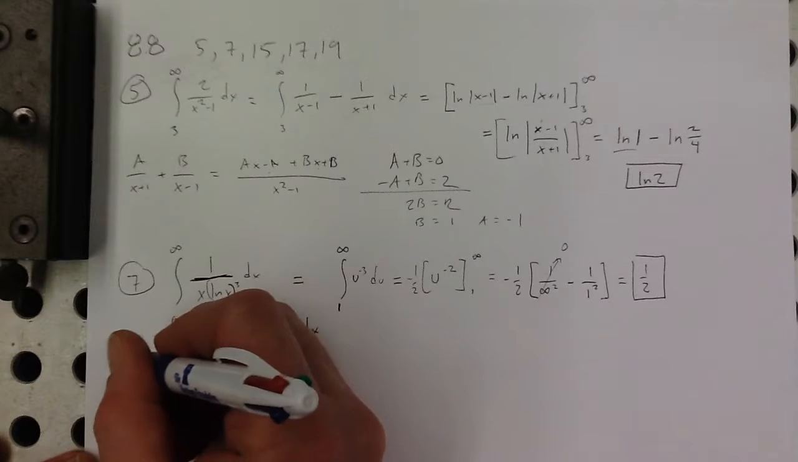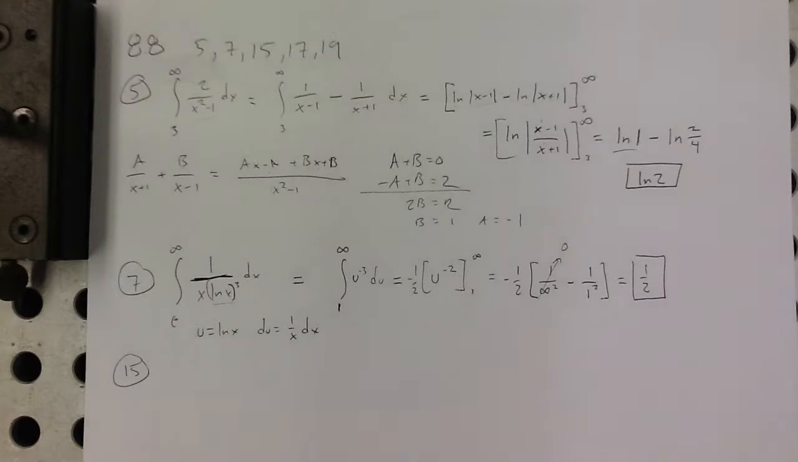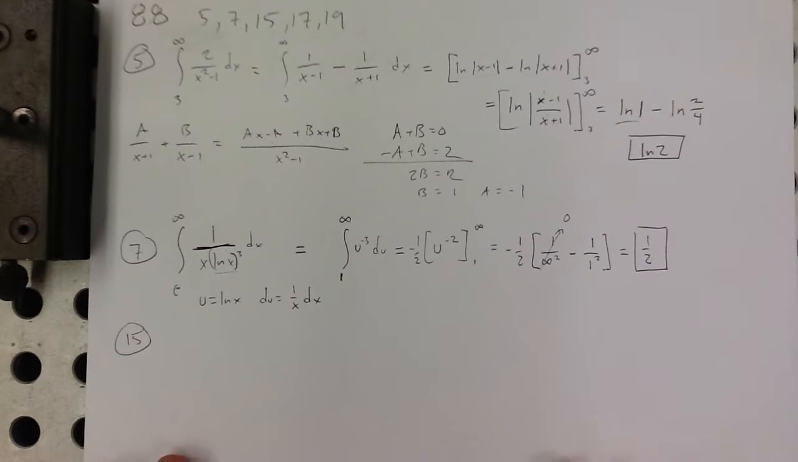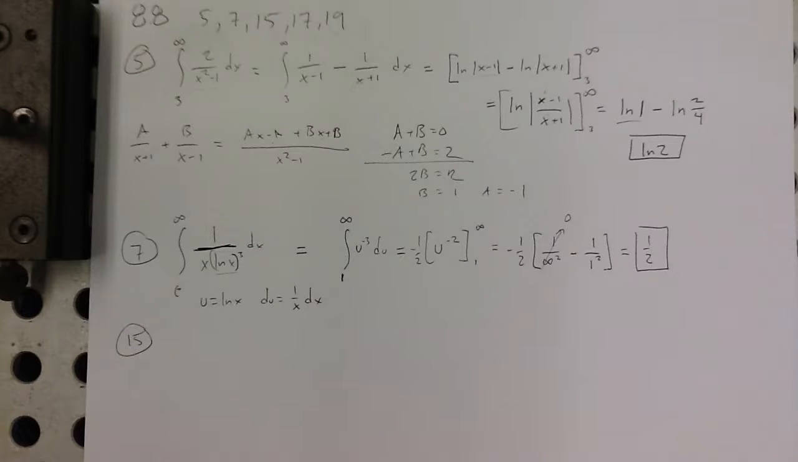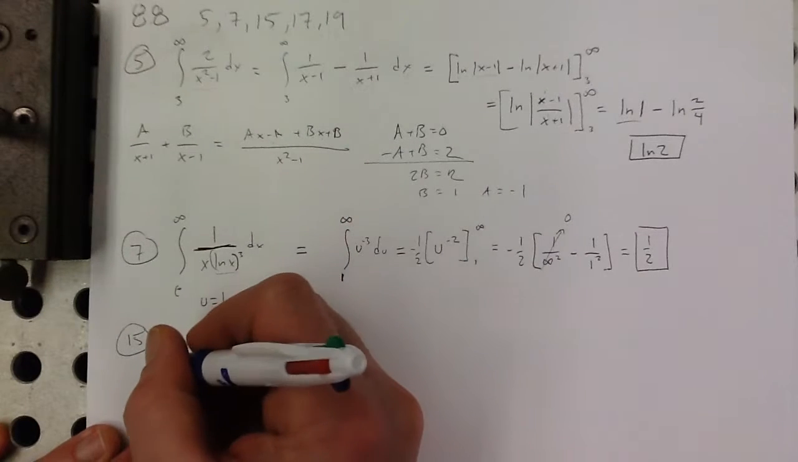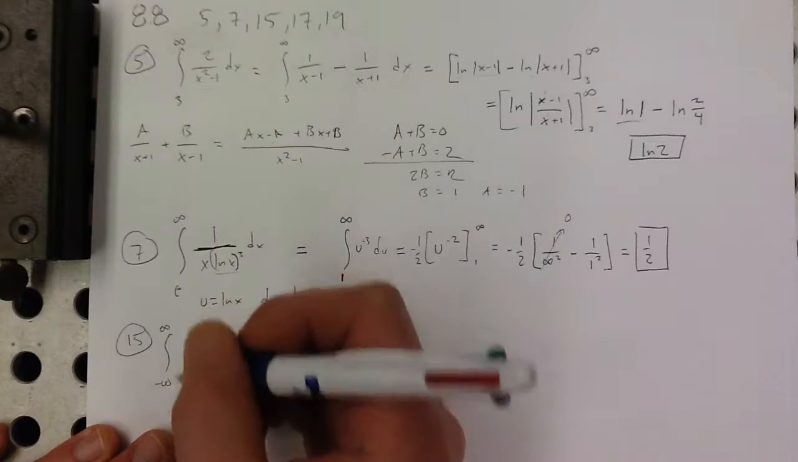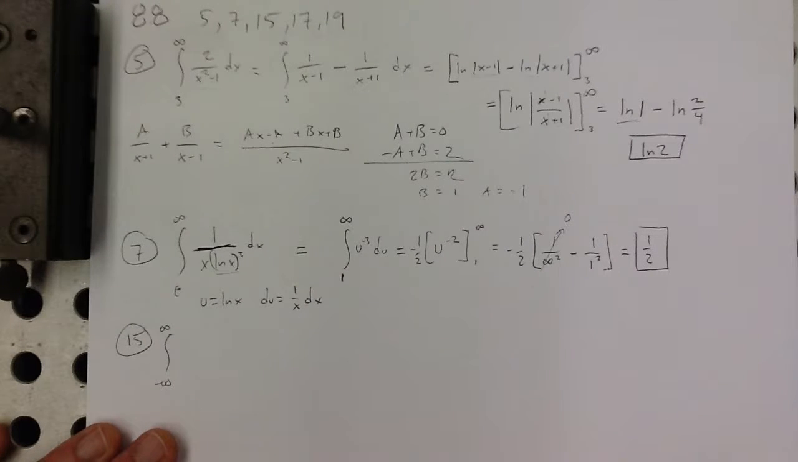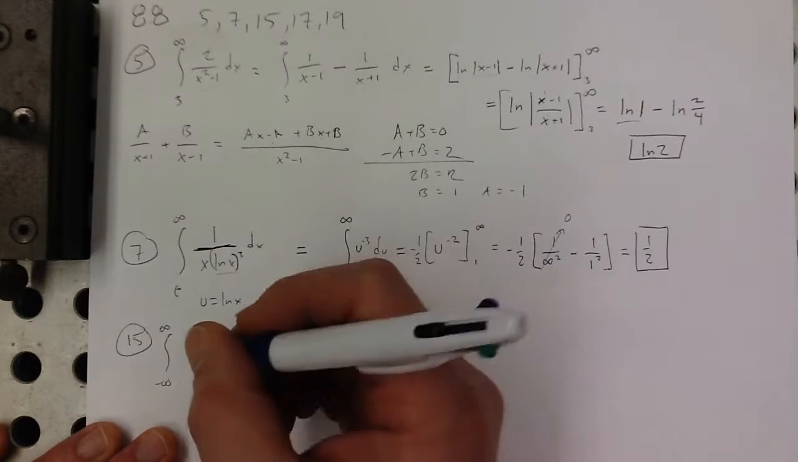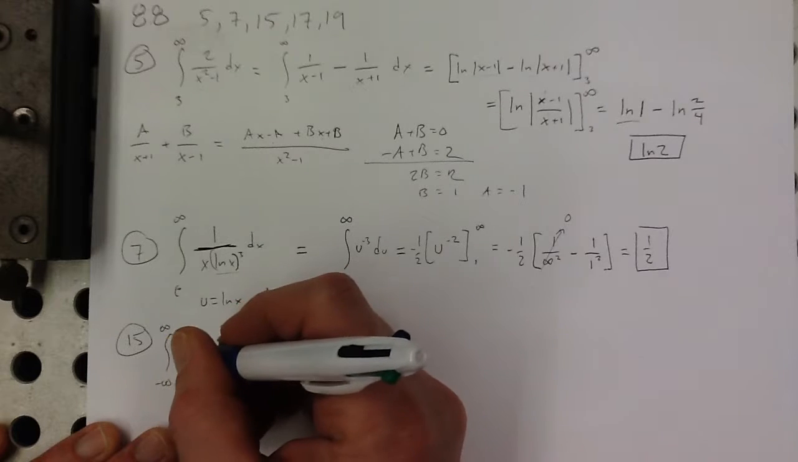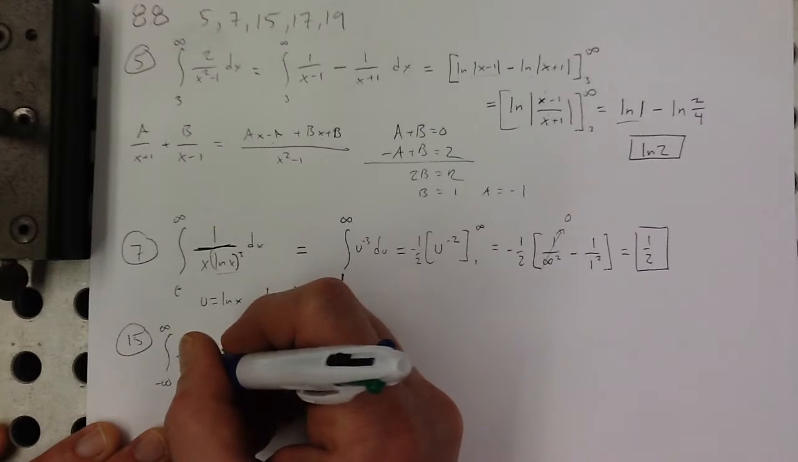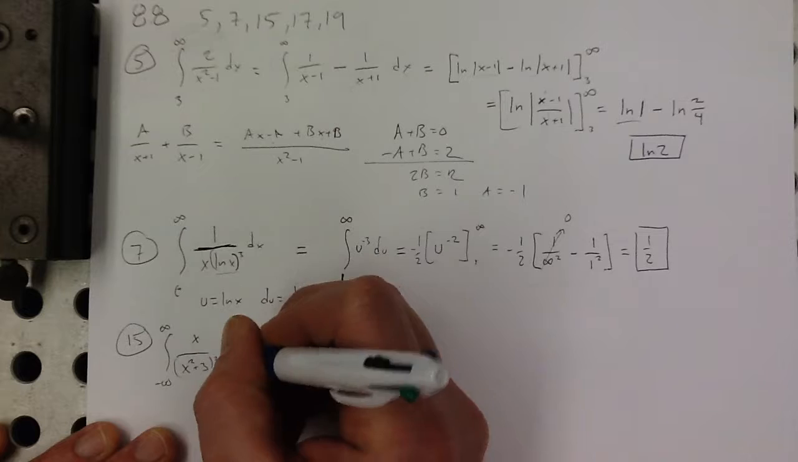Number 15, see if we can sneak that in here in the bottom of this page. Let's see, what do I have? So from negative infinity to positive infinity of x over x squared plus 3 squared dx.